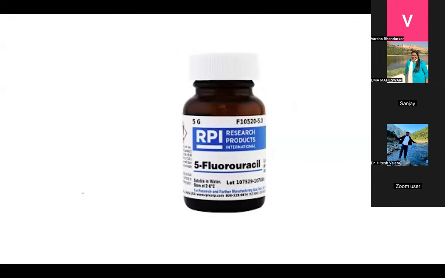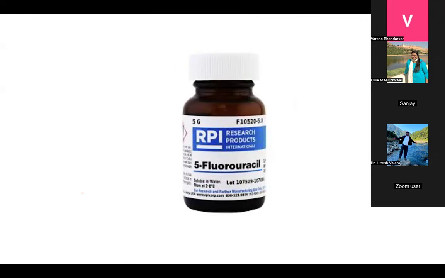It's usually given as part of the modified FOLFOX6 regimen, which is given in all your GI malignancies such as your CA colon in the adjuvant setting as well as the metastatic setting, in CA rectum as well, in gastric and esophageal cancer for patients who are not fit for FLOT regimen, in hepatobiliary cancers in the second line setting, and in neuroendocrine tumors that are high grade, right? That also you can give FOLFOX.